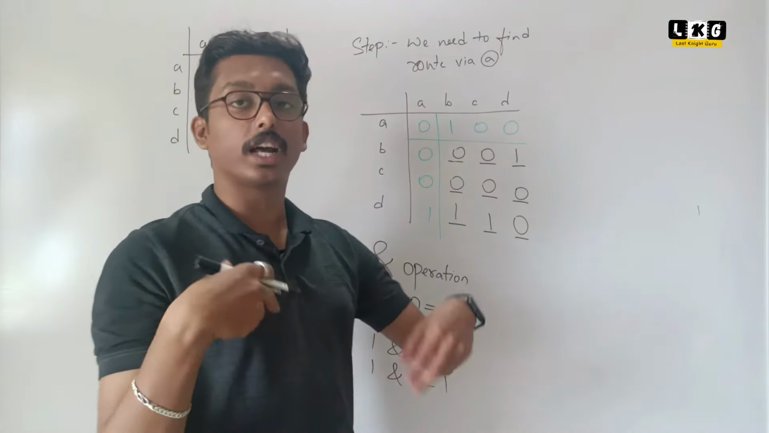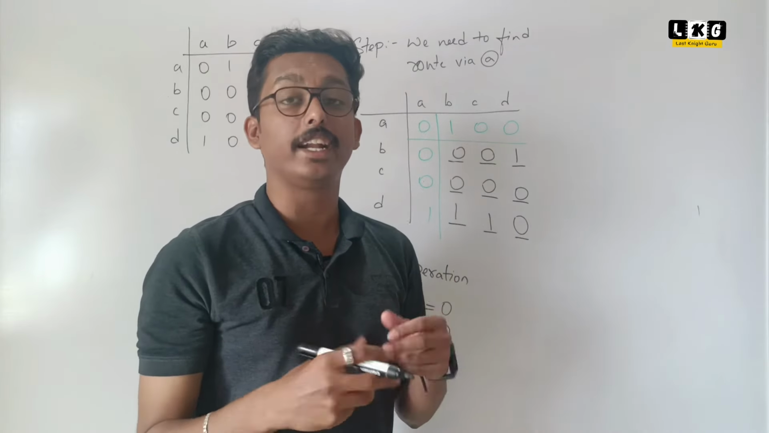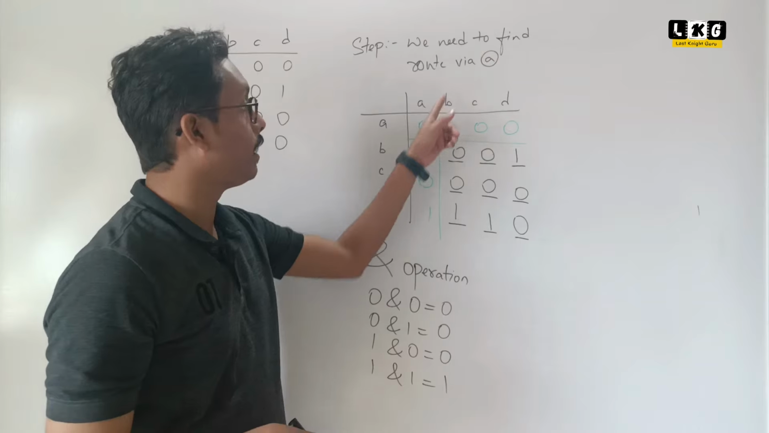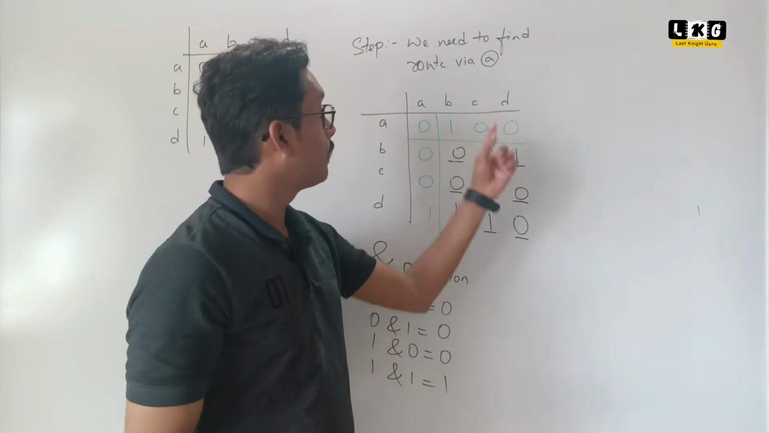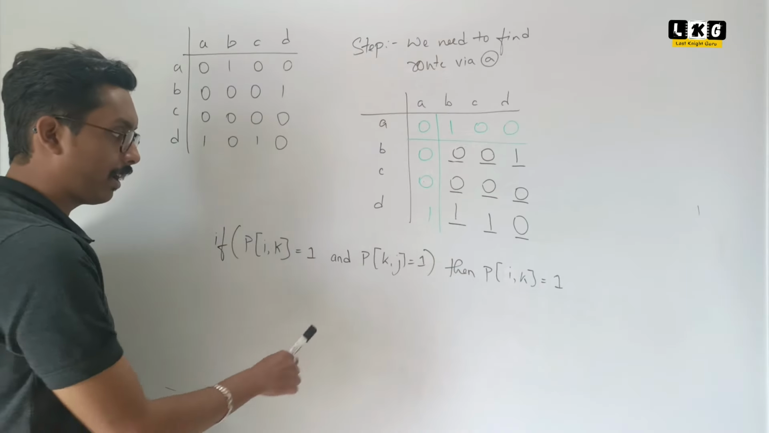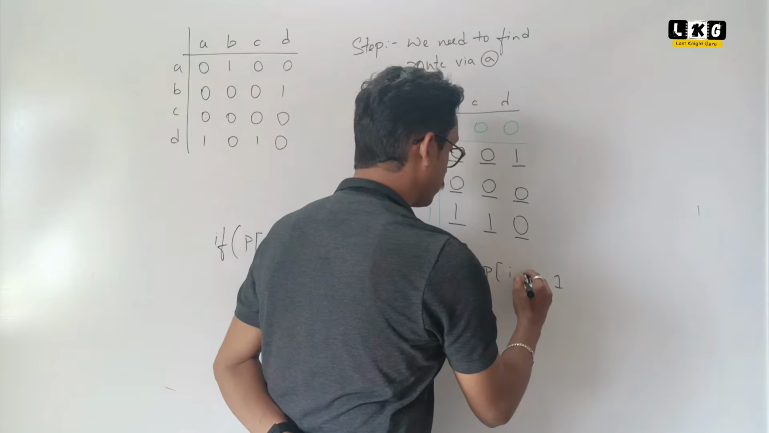So if there is no direct route, we will check whether there is a possibility to go via an indirect route. We have a possibility to reach from D to B via A. So we will look at this with the formula. If P of Ik is equal to 1 and P of Kj is equal to 1, then P of Ij is equal to 1.